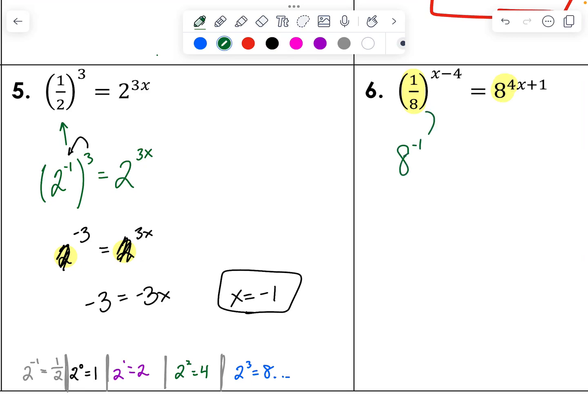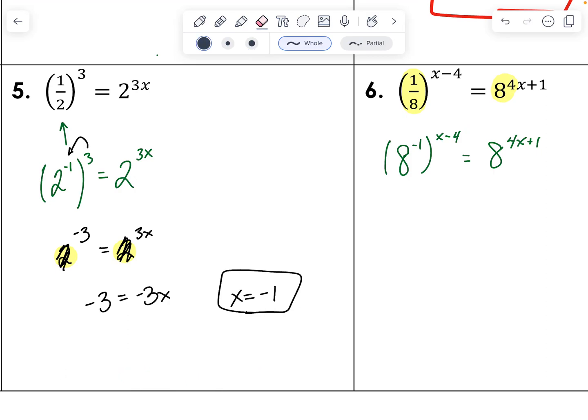Check this one out. I've got 1/8 and 8. Well, how can I rewrite 1/8? Instead of 1 over 8, let me think of this as 8 to the negative first power. It means the same thing as 1/8. Okay, I'm going to take that 1/8 and bring down the x minus 4 equals 8 to the 4x plus 1. Now please notice that you have to distribute both parts here, multiply that negative 1 to both parts, and then you have like bases so you can solve. I would encourage you to pause this problem, try it on your own, and then unpause and check your work.